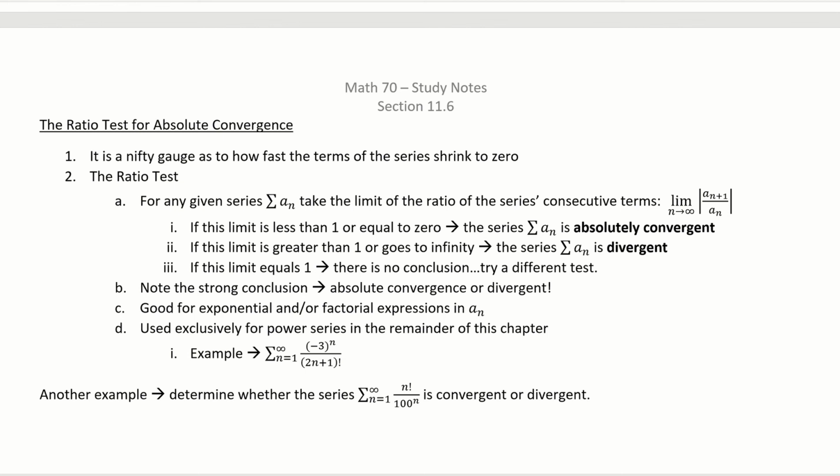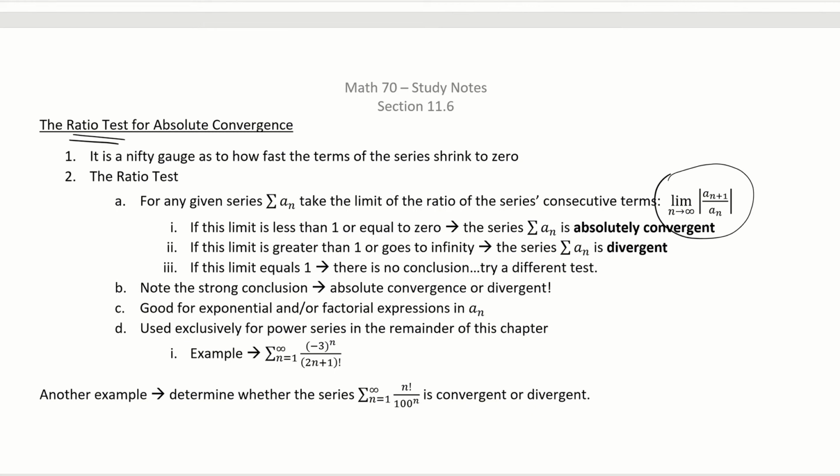And now we come to the most famous and useful test of them all. It's going to help us for the rest of the chapter on power series as we develop our own series. It's called the ratio test for absolute convergence, and what it does is you take this limit of the terms of the series, the terms themselves, not some other series, but that series itself, and you create that limit and you watch where it goes.